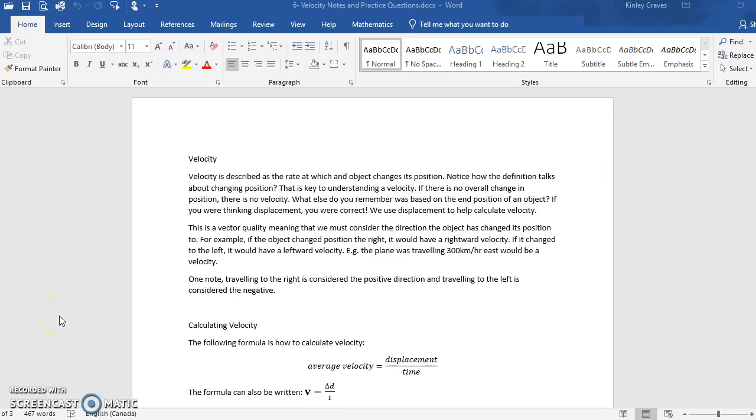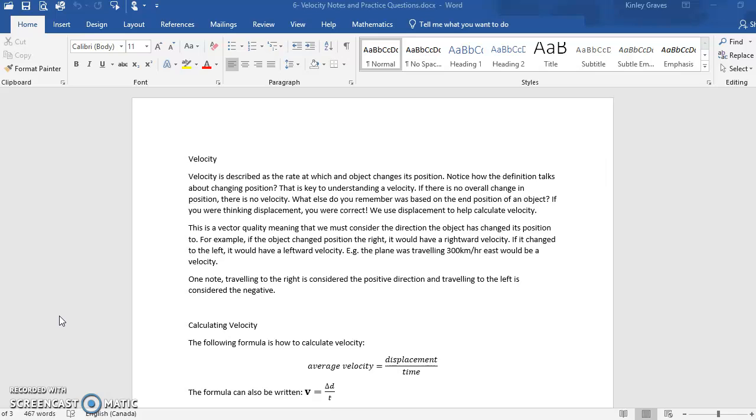So today we are going to be looking at velocity. We talked about speed last class and today we're going to be looking at velocity. So velocity is described as the rate at which an object changes its position. Notice how the definition talks about changing position. This is the key to understanding velocity. So if there's no overall change in position, there is no velocity.